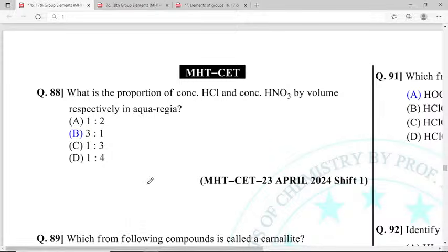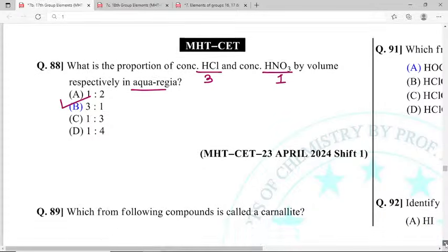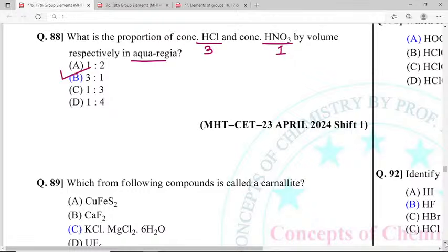What is the proportion of saturated HCl and nitric acid? This is 3, this is 1 mole. So 3:1, aqua regia. So many times this question is asked. Concentrated HCl 3 mole and concentrated nitric acid 1 mole. So 3:1 proportion, aqua regia, to dissolve noble metals like platinum, gold, etc.